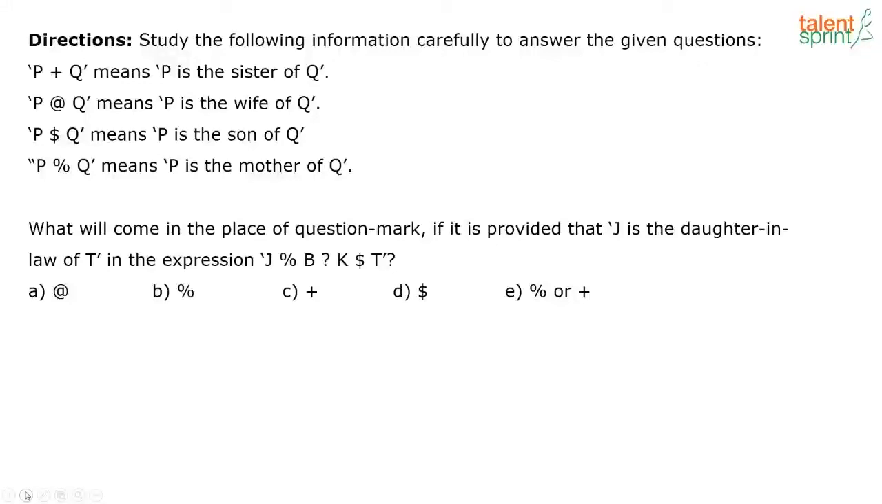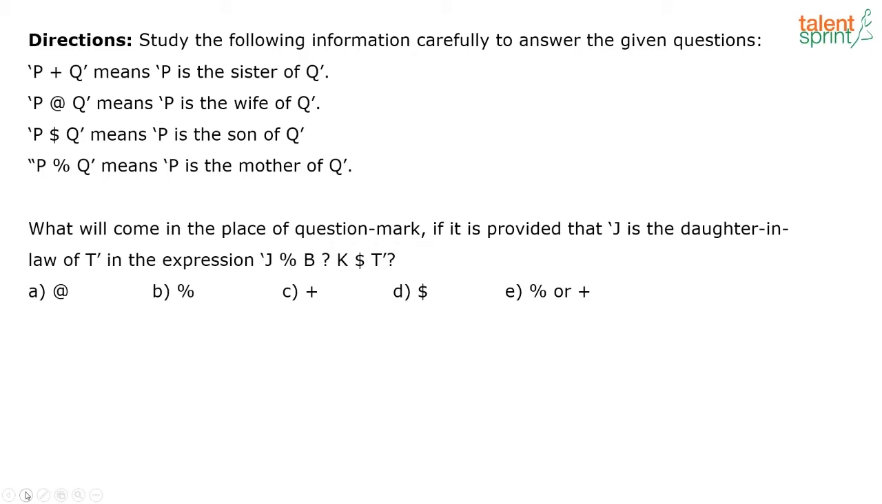So the next question is there on your screen. I think these questions were part of the daily test that was held last week. P plus Q means P is the sister of Q. P ampersand Q means P is the wife of Q. P dollar Q means P is the son of Q. P percentage Q means P is the mother of Q.